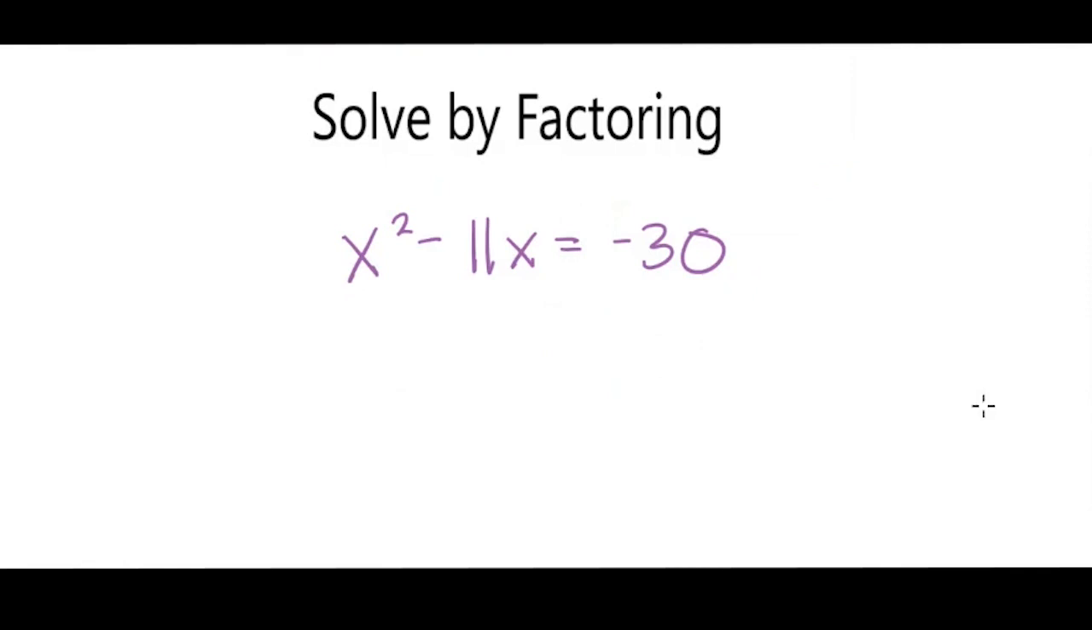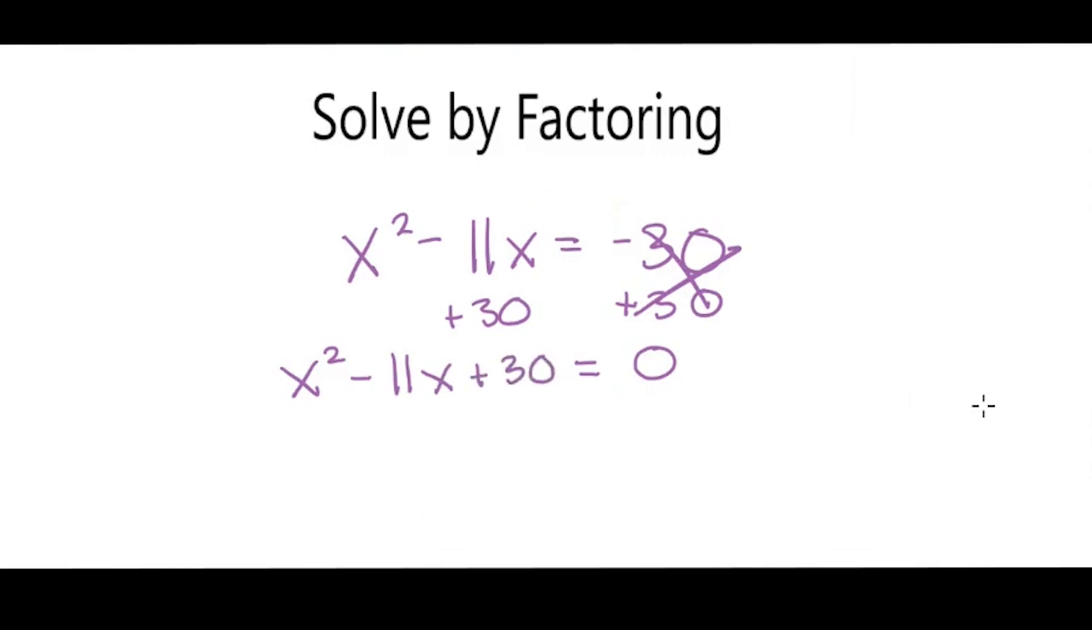So what I can do is add 30 to both sides of the equation. And that cancels this, making it equal to 0. So now I have x squared minus 11x plus 30. Now what I need to do is factor this into two binomials and set the whole thing equal to 0.